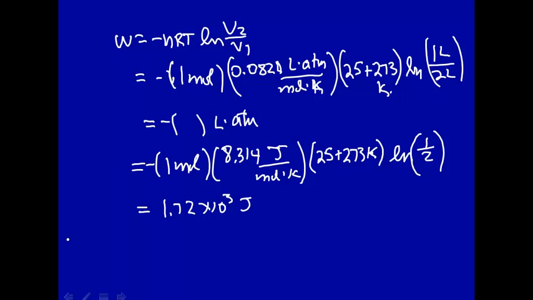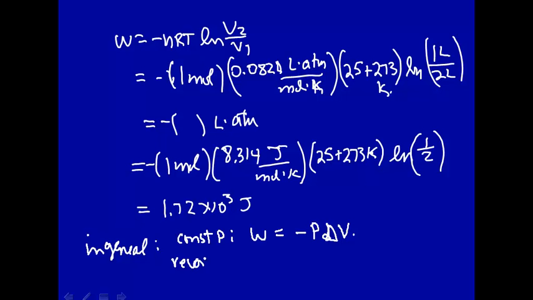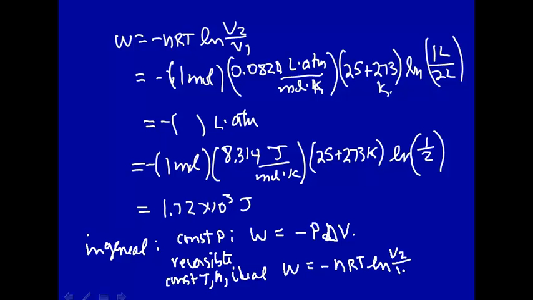All right. So in general, then, constant pressure work is equal to minus P delta V. For reversible, constant T, N, and ideal gas, so here we're putting a bunch of restrictions on, work is minus nRT times the natural log of the final volume over the initial volume.